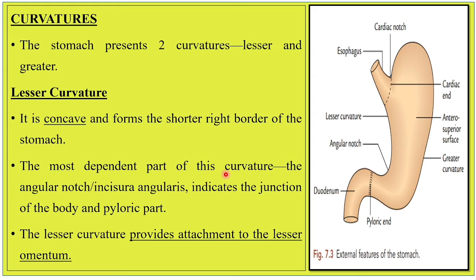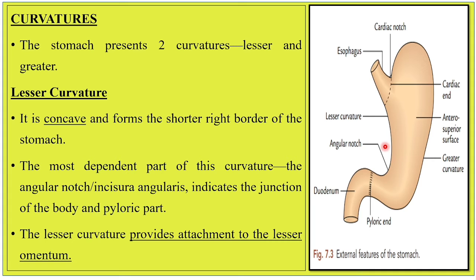The most dependent part of this curvature, the angular notch or incisura angularis, indicates the junction of the body and pyloric part. The lesser curvature provides the attachment of the lesser omentum. So the lesser curvature is concave in structure, and you will have an attachment of a structure known as the lesser omentum.